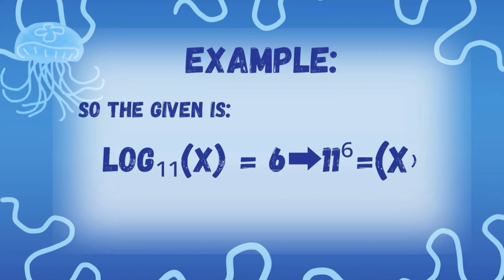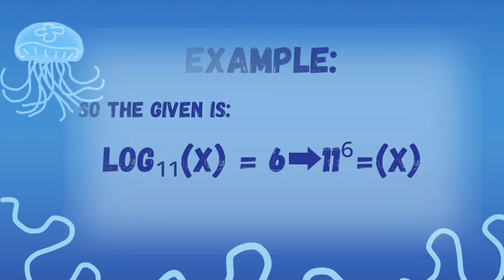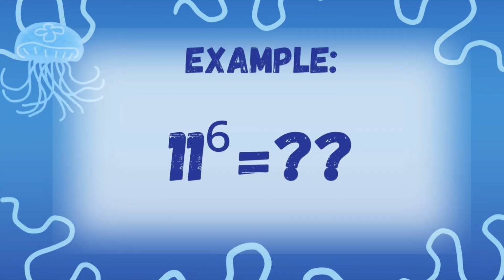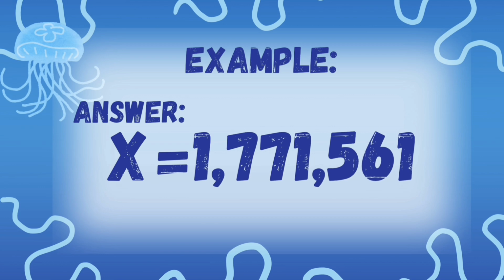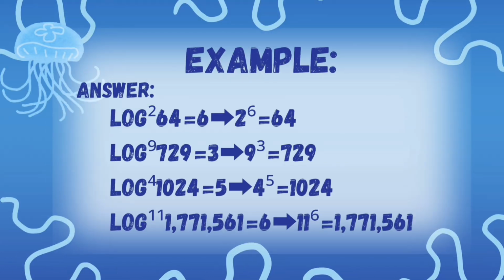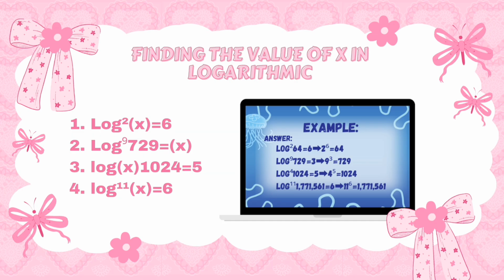Example number 4: log base 11 of x equals 6, and 11 to the power of 6 equals x. The base is 11 and the exponent is 6, so we need to evaluate 11 to the power of 6. So the answer is x is equal to 1,771,561. So here's the answer of example 4.